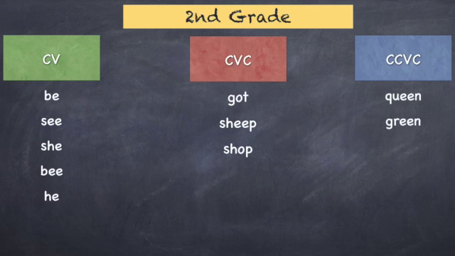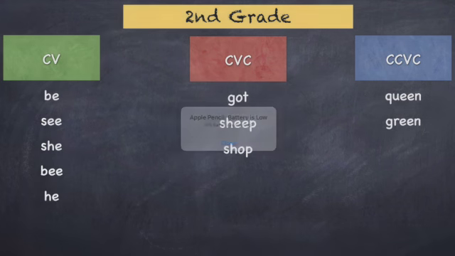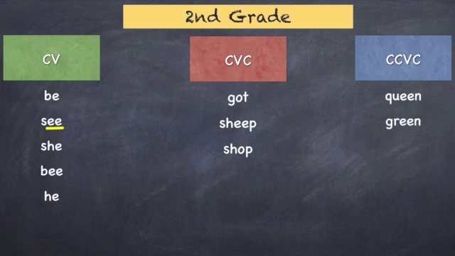And here you're going to see that we have 3 categories: consonant vowels, consonant vowel consonants, and consonant consonant vowel consonants. In our first category, consonant vowel CV words, even though we're seeing 2 letters, say here in the word see, that still counts as one sound. Okay, so it's only making one sound even though there's 2 letters. And same for the word she, SH makes a single sound as well.